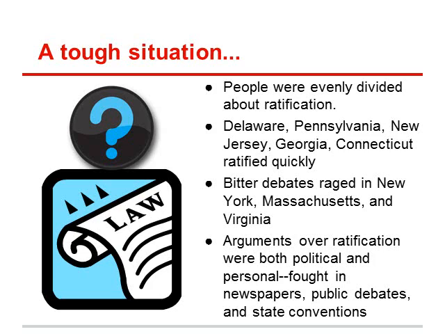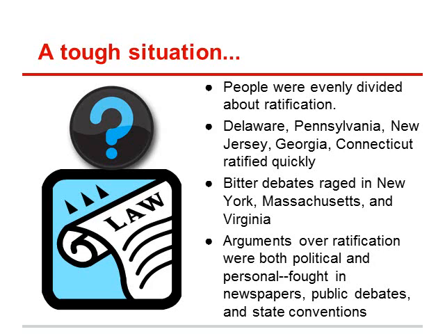In the larger states, there was a lot more opposition, and bitter debate broke out in places like New York, Massachusetts, and Virginia, because those states had a lot of power and they had a lot of money and influence, and they weren't sure they wanted to give that up to a constitution.